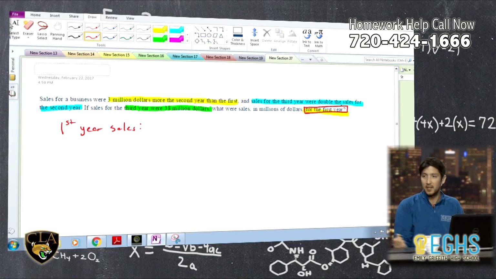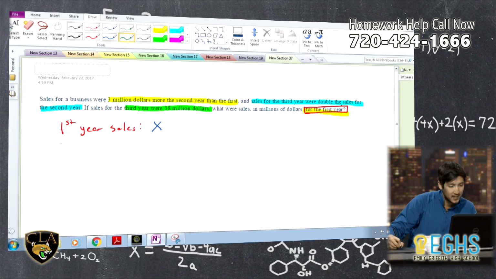And this helps too, just draw a little box over the actual question. That way when you finish your problem, you can look back and ask yourself, did I answer the right question? Especially in a problem like this where it's really easy to find the sales for the third year and get lost, and not have any of this information. Exactly. So I'm going to give the first year a variable, and we'll just call it X.